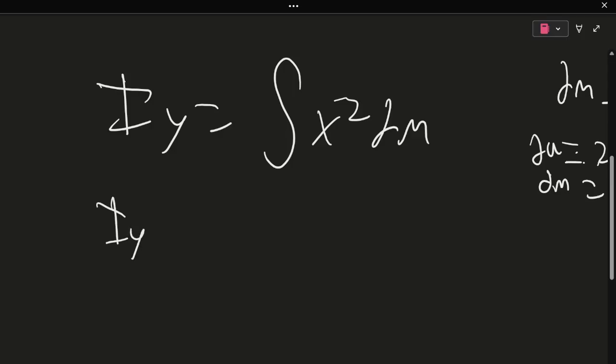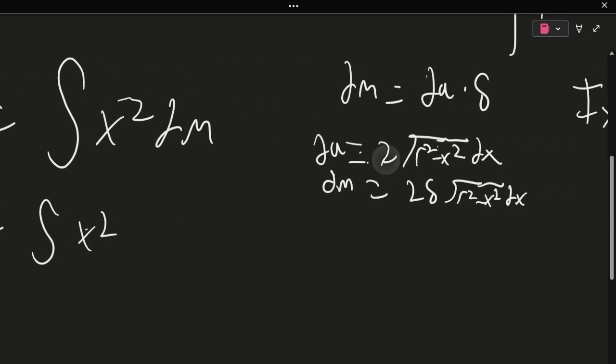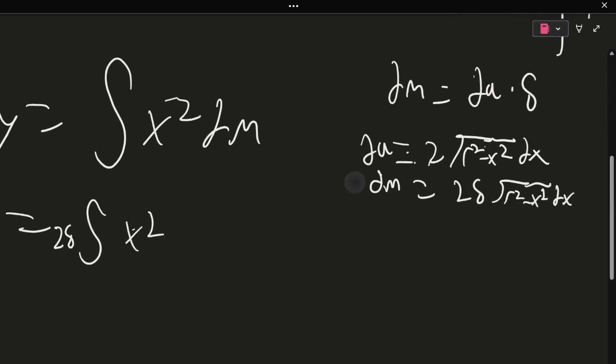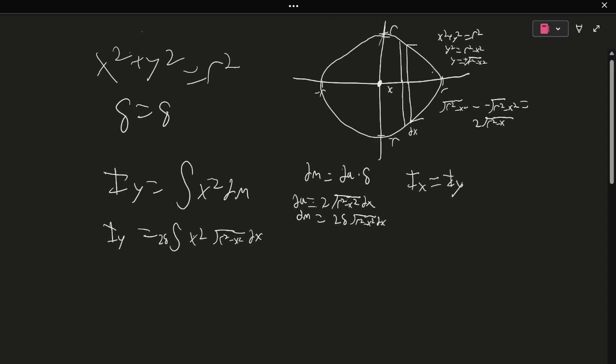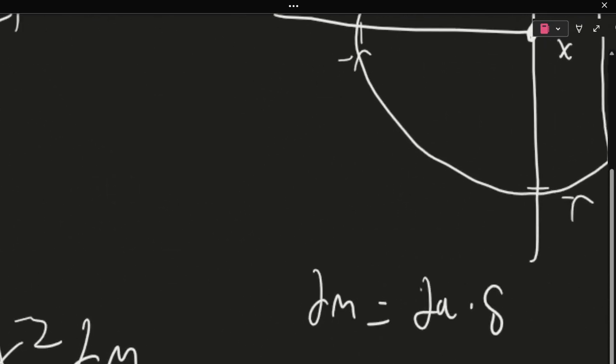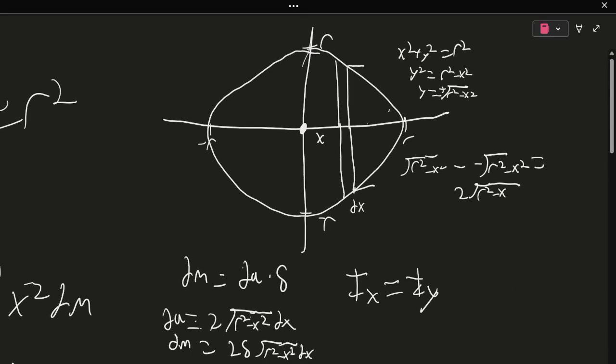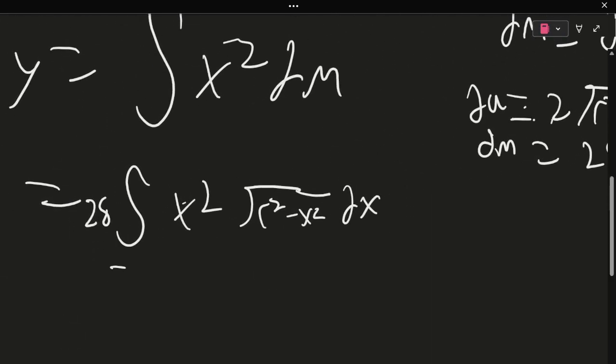So we have I sub y, the moment of inertia about the y-axis, is equal to the integral of x squared times, and then we'll bring our constants out, 2 times the density, square root of r squared minus x squared dx. And then we can also think about our bounds and plug them in to make this a definite integral. If you think about the x values we're evaluating from, it's going to be from negative r to r, because our farthest left x value is going to be negative r, and our farthest right value is going to be positive r. So we have negative r to r. Alrighty.